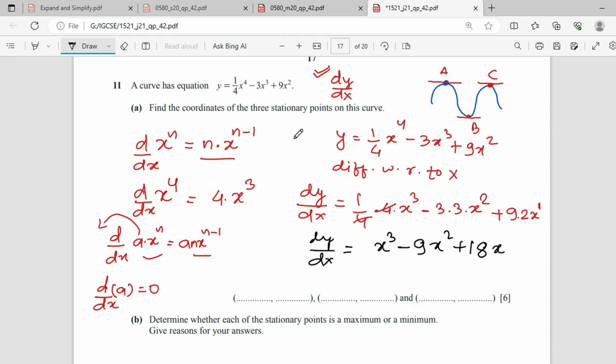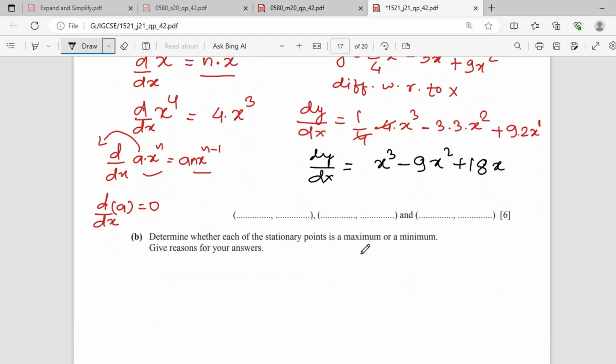Whenever we have to find the stationary point, this dy by dx should equal 0. This is nothing but the gradient, right? So what I will do, I will substitute 0 equals dy by dx, which is x cube minus 9x square plus 18x. Now this is related to factorization, which we already did in a video for the previous session, so you can check there how we can factorize this one.